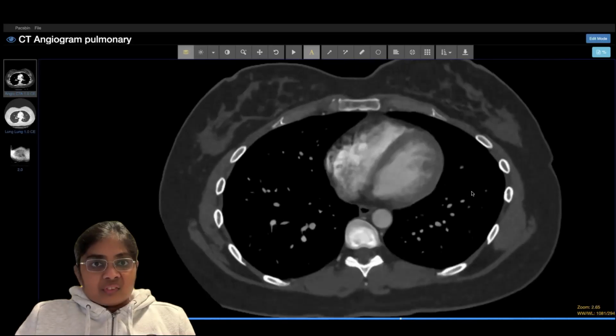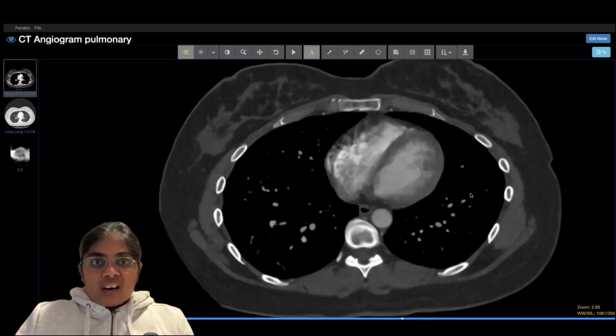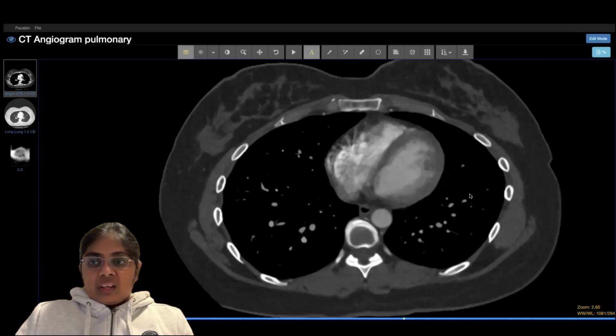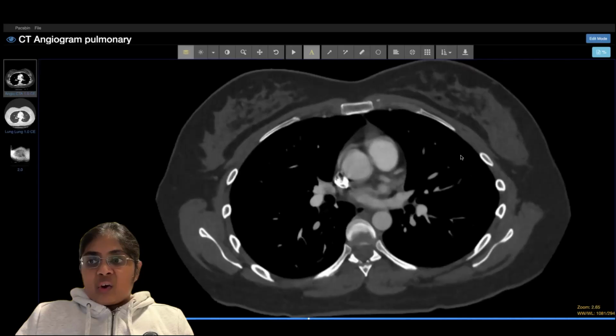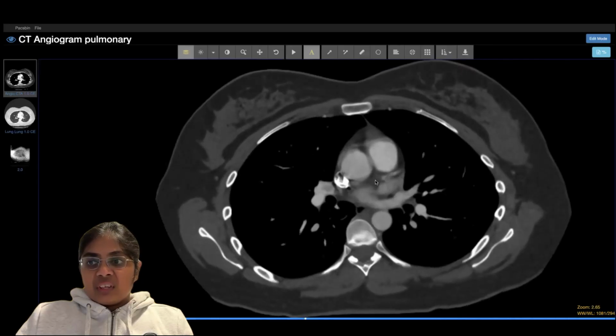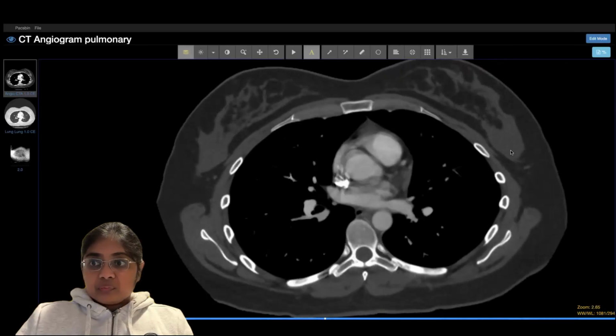So in this instance of when patients are having CTPA, typically they come in with chest pain, shortness of breath. So looking at the heart is important for the other causes. We want to make sure that the chambers are not enlarged, and if we can look at the coronary vessels itself, we can evaluate to see if there is any thrombus.